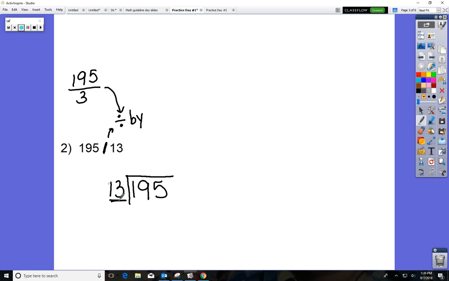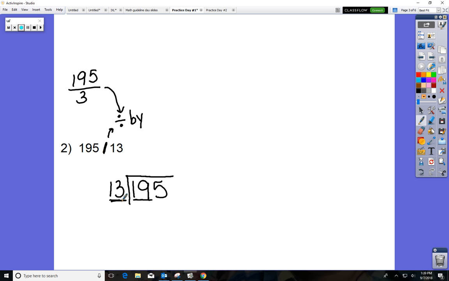So the way I look at it is I start with 13 and I say, can 13 go into 1? No, it can't. Whatever I'm going into has to be 13 or more. So since it's not 13 or more, I go to the next digit and include that in my number. Can 13 go into 19? Yes, because 19 is 13 or more.